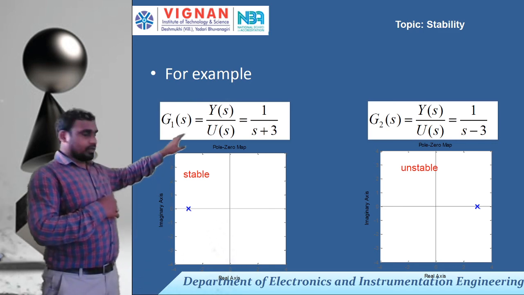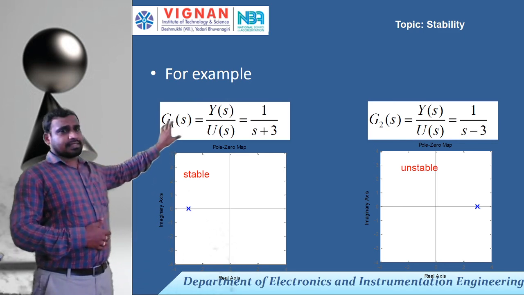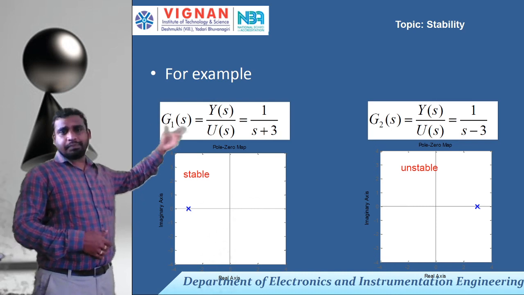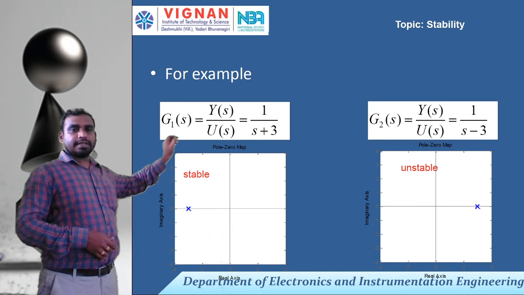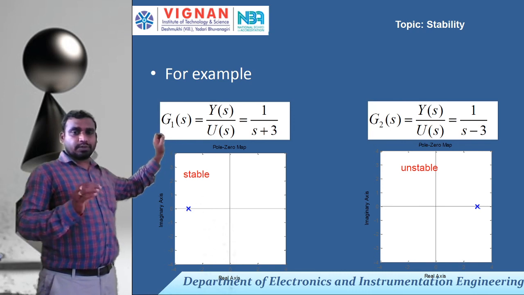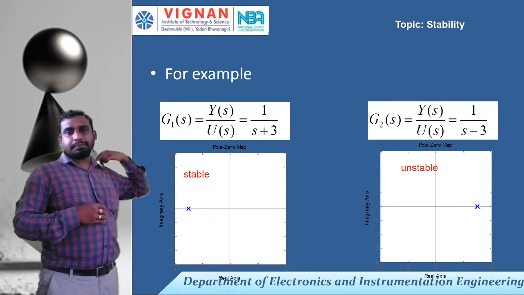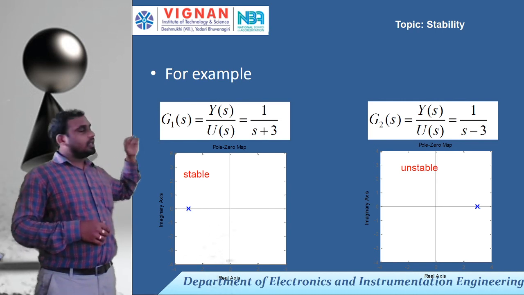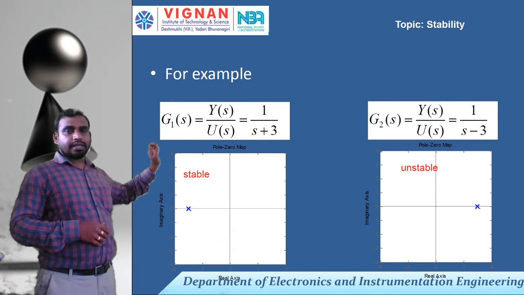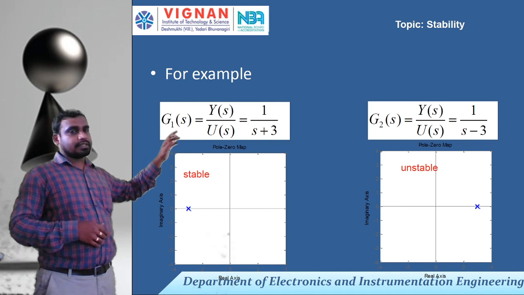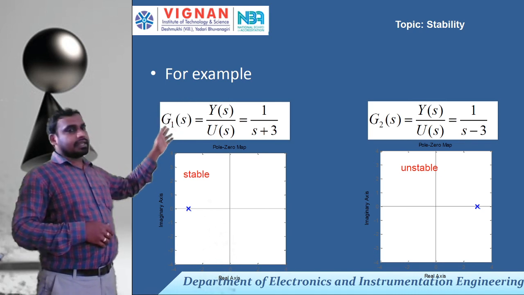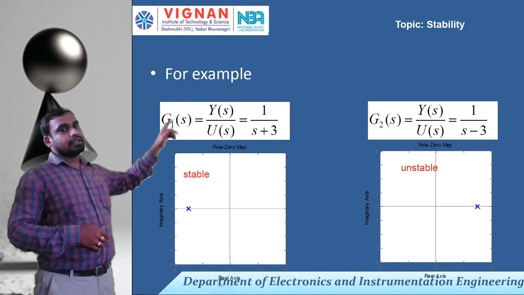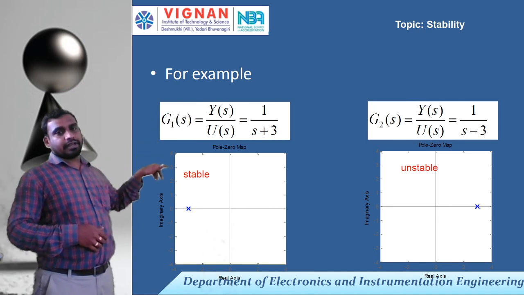Consider u of s as a certain input like impulse or step input. Okay, let us consider a step input. If you are giving a step input, u of s is equal to 1 by s square, right? What is the Laplace transform of step? It is 1 by s square. When you are giving 1 by s square on u of s, the s square will be in the denominator, right?